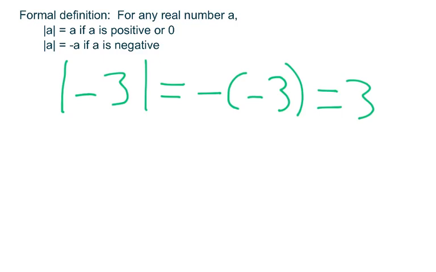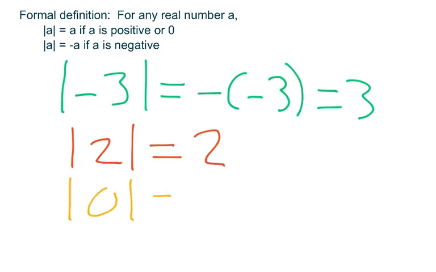The definition is still fine if you look at positive numbers. The absolute value of 2, because 2 is positive, will just be 2 itself. And the absolute value of 0, because that would also fall in the first category, would be 0 itself. So the formal definition actually matches the informal definition.